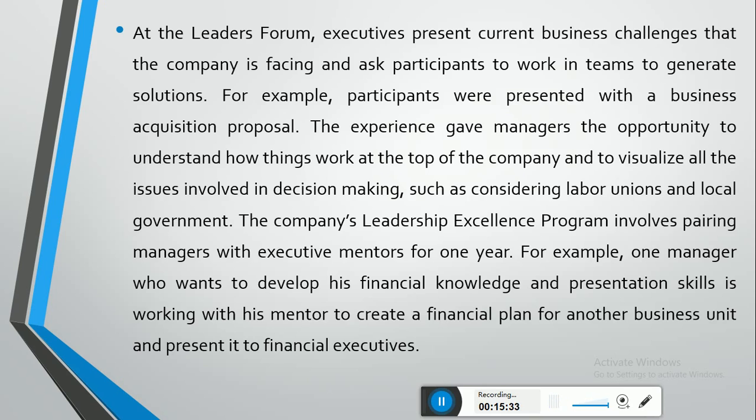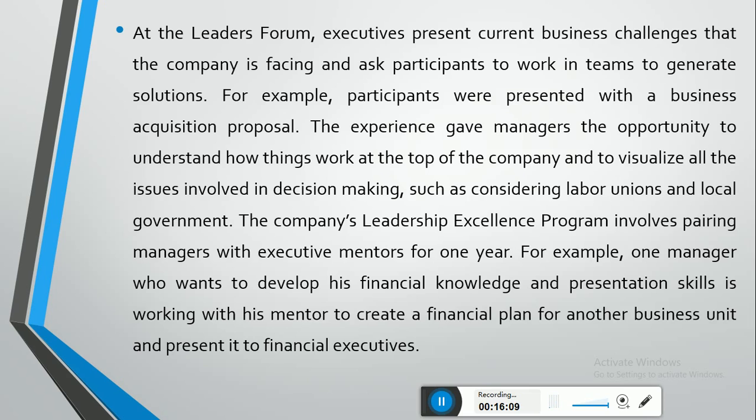So you see that they are inviting their managers to sit with the leaders. They raise the challenge, then they ask them for solutions. For example, participants were presented with a business acquisition proposal. The experience gave managers the opportunity to understand how things work at the top of the company and to visualize all the issues involving decision making, such as considering labor unions and local government. So they will understand what the top management is going through. They might be the next top leaders.